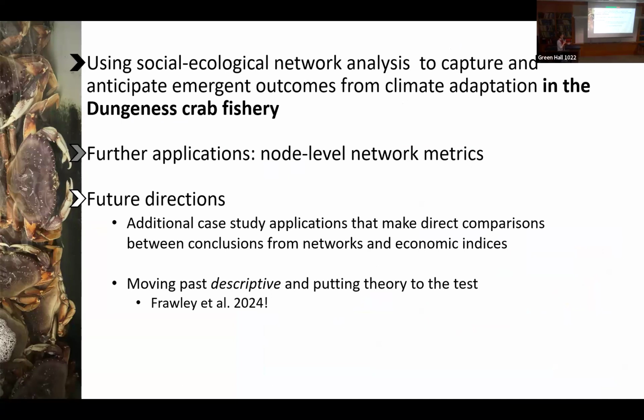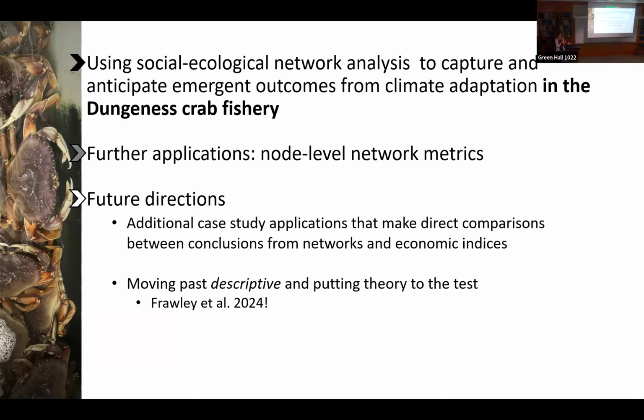Okay, and so I think in terms of future directions, having additional case studies like the one I just talked about that demonstrate the unique contributions of network analysis compared to more traditional revenue-based or economic metrics will be a major contribution to the institutionalization of this type of analysis for fisheries management and general understanding of coupled human natural systems.